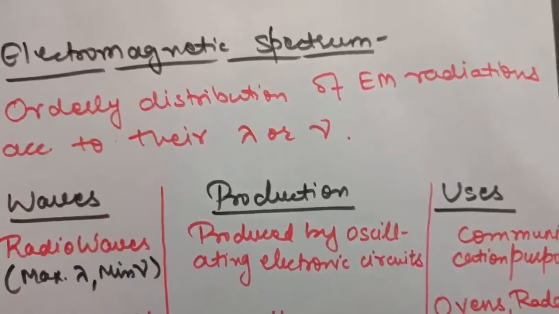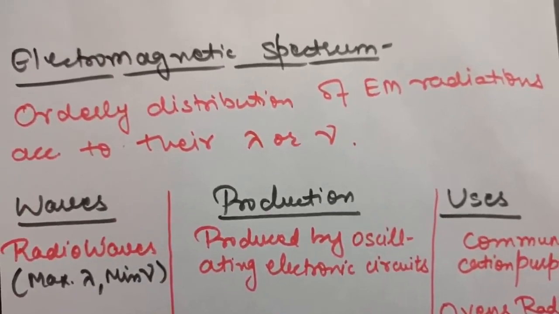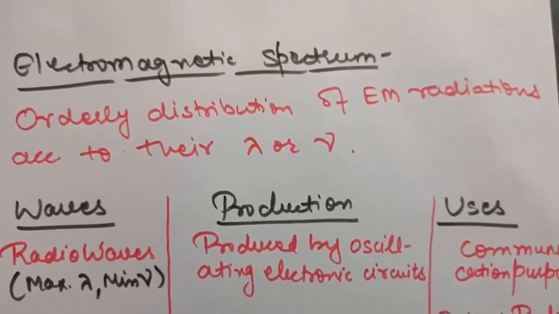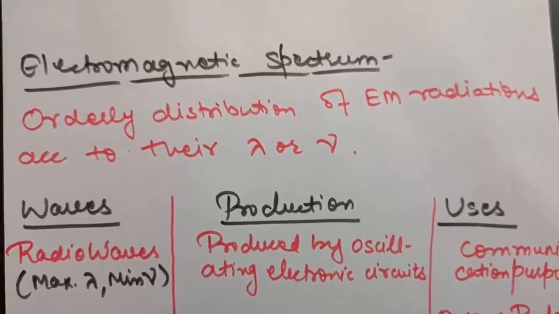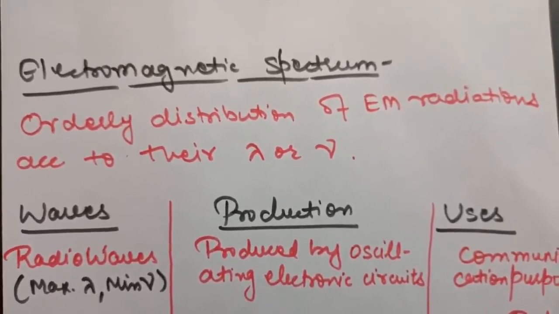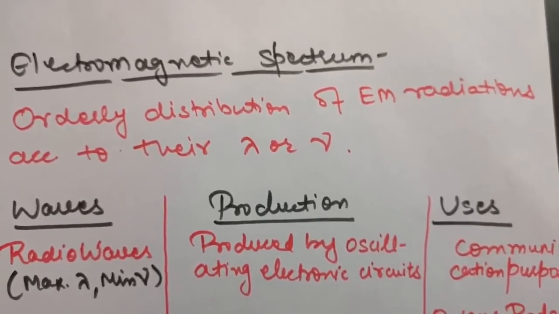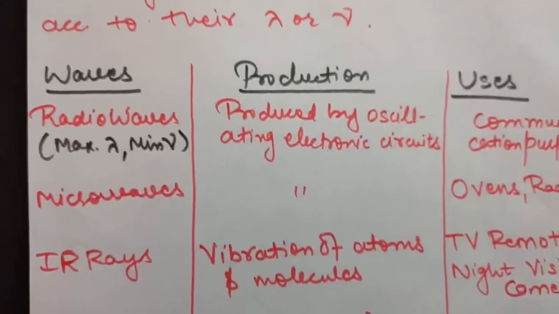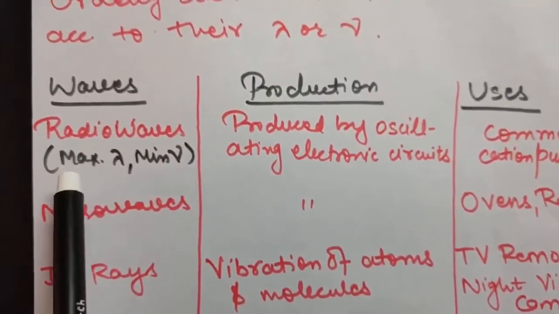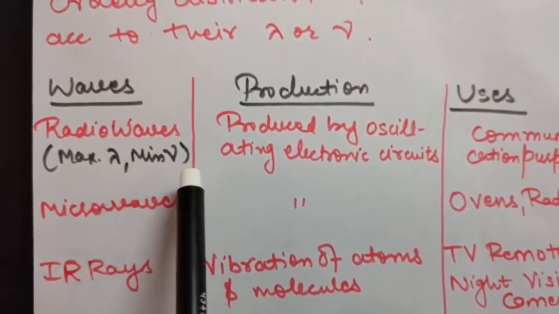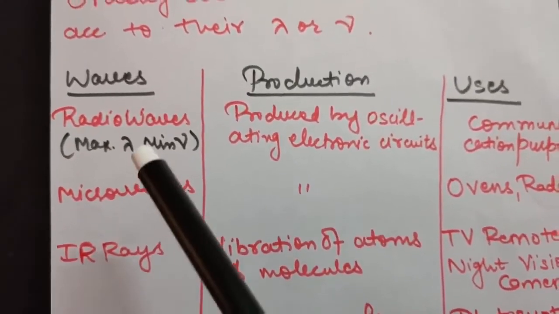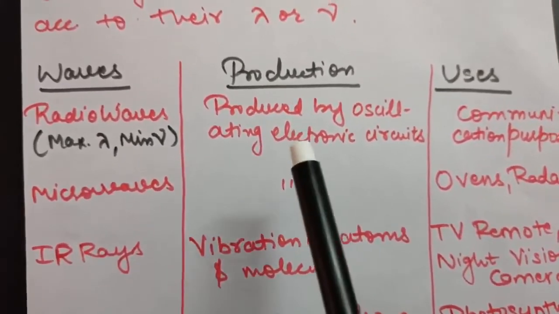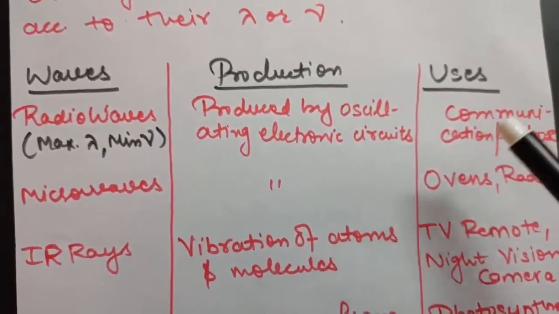Spectrum. So the electromagnetic spectrum is the orderly distribution of electromagnetic radiations according to their wavelength or frequency. Generally, in the electromagnetic spectrum, the various radiations are arranged in the order of increasing wavelength and decreasing frequency. So let us study about them one by one. First is radio waves. Radio waves have maximum wavelength and minimum frequency. That means the order that we will be studying now will be in decreasing wavelength and increasing frequency. We will be studying the production of each wave and two uses of each wave.